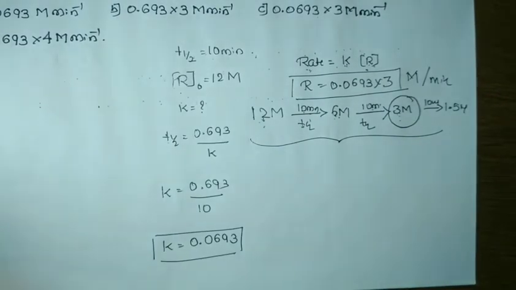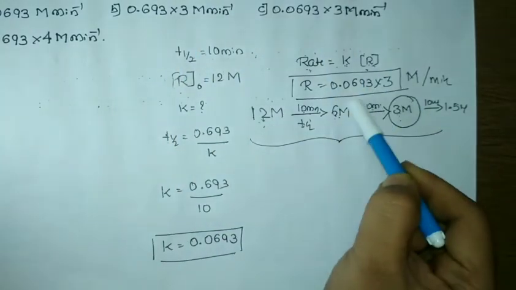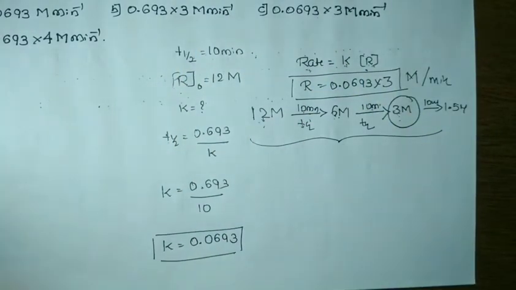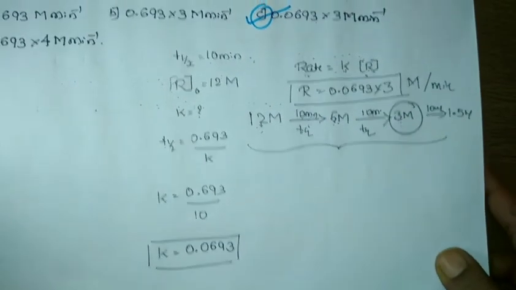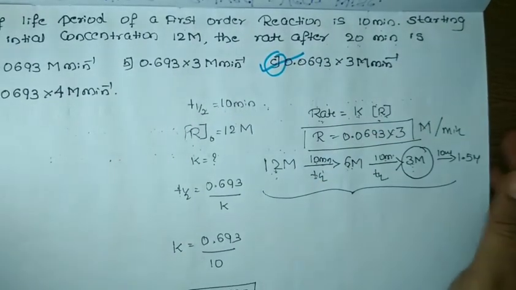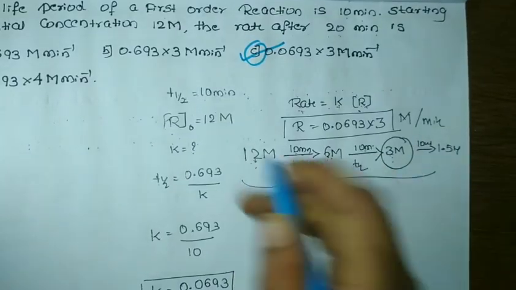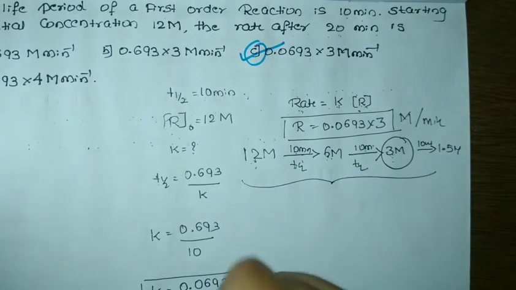Just check the answer where you have. This is either 0.693, but you have 0.0693. So it is option C which is correct, that is 0.0693 into 3 mole per minute. So this is how you need to calculate. Very simple. Directly substitute into the T-half formula and find out the constant.